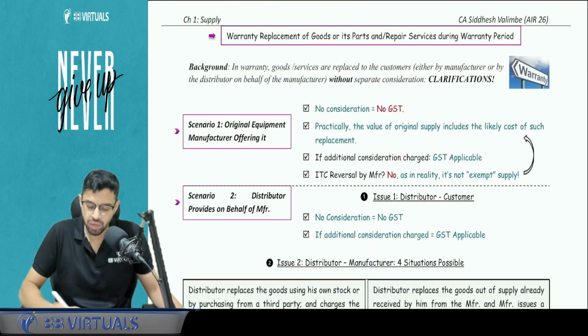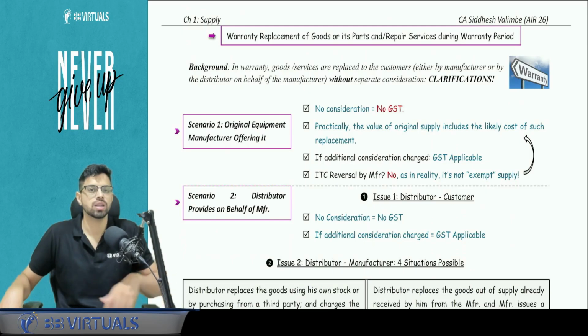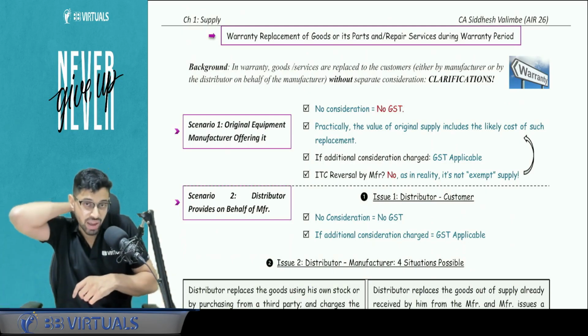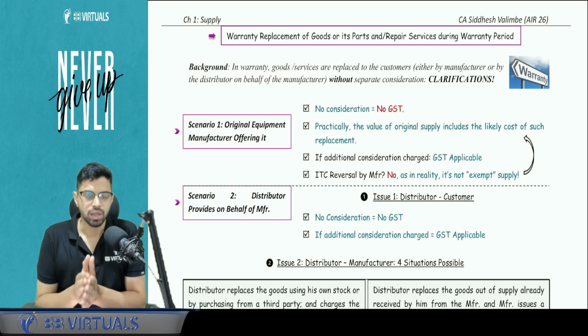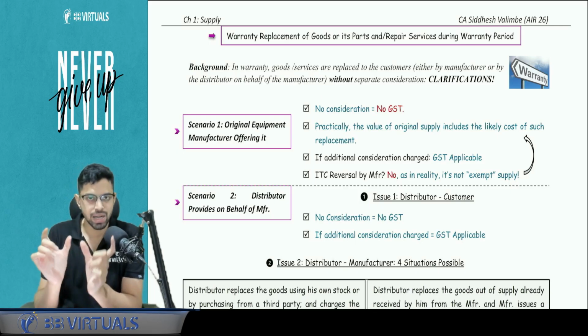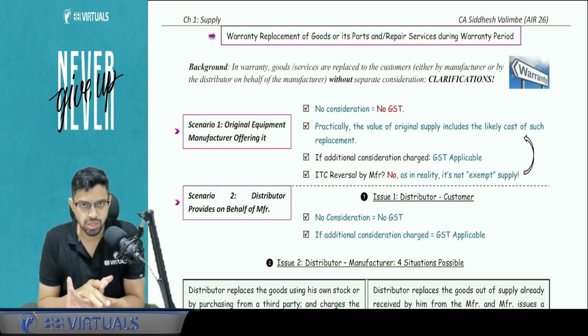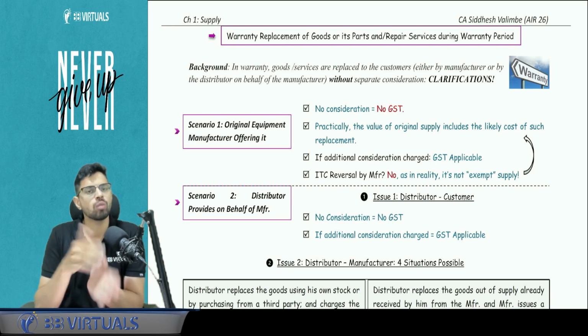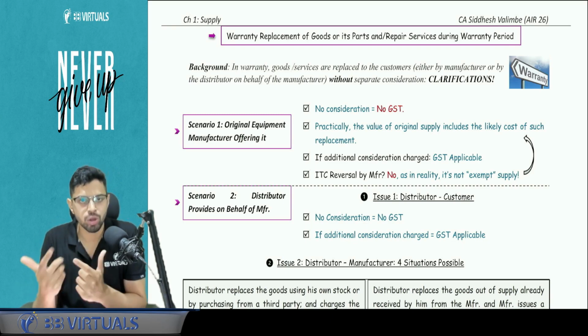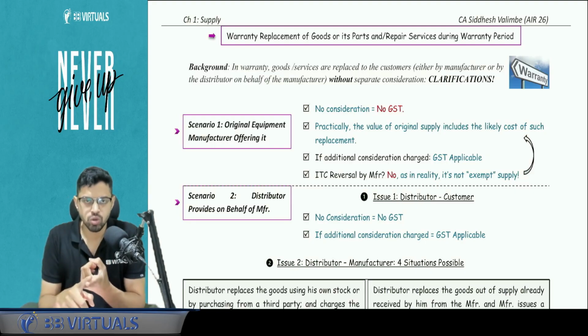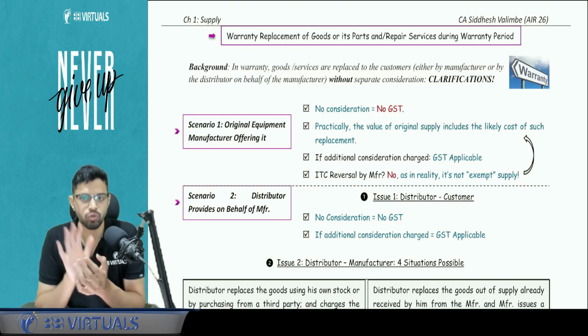Next, we will talk about a very important clarification that was inserted with respect to your May 25 ICAI material. Replacement under warranty. Now, what is warranty? Warranty is some period in which, whatever happens to my goods, the supplier or the distributor from whom I have bought the goods will replace it free of cost. So they will give the goods replacement also and they will give me the services also free of cost.